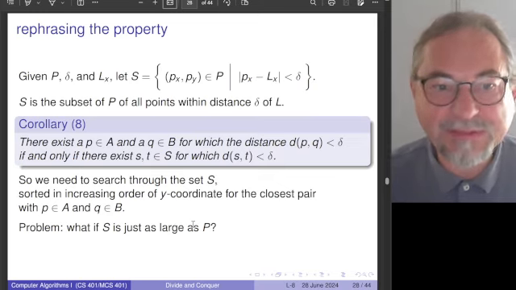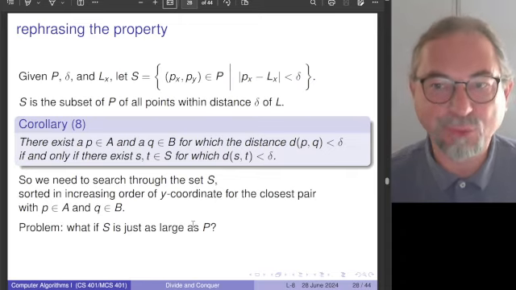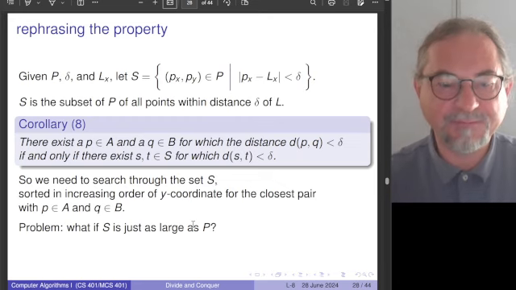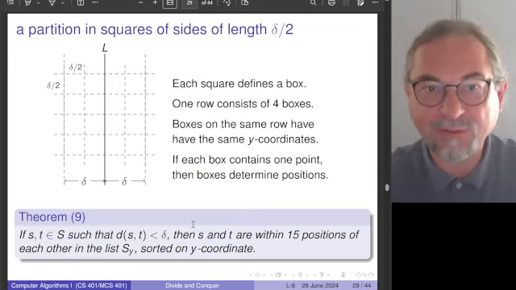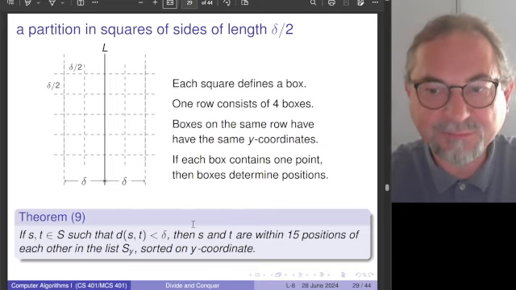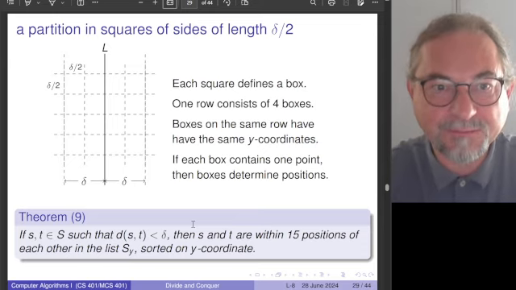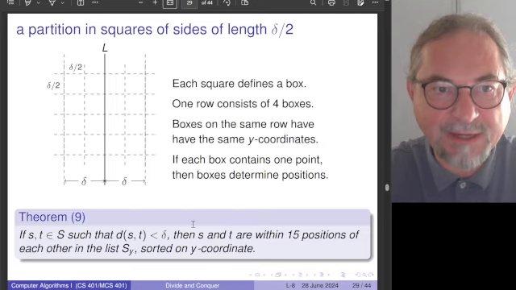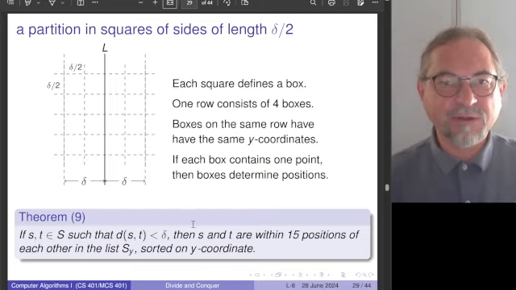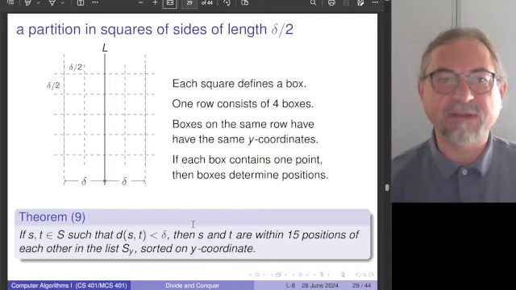However, what if that strip is now just as large as the entire point set? Then actually the divide and conquer will not have helped you at all. So let's now see that this cannot be the case, and that's actually the part that requires most of our attention. So if we consider this delta, which is the minimum distance, we can partition the strip around the dividing line into squares, where the length of the sides is delta over 2.